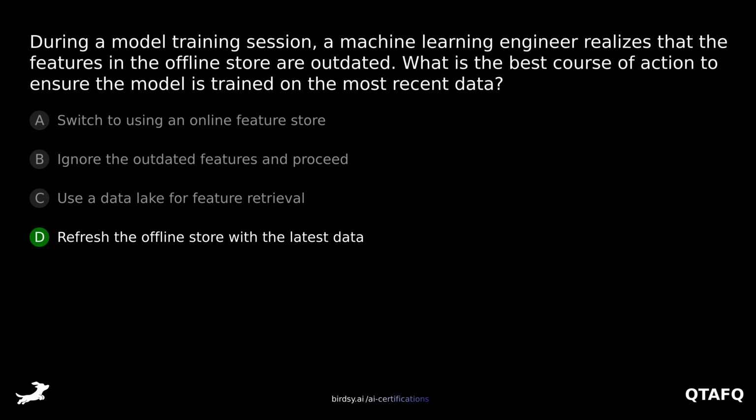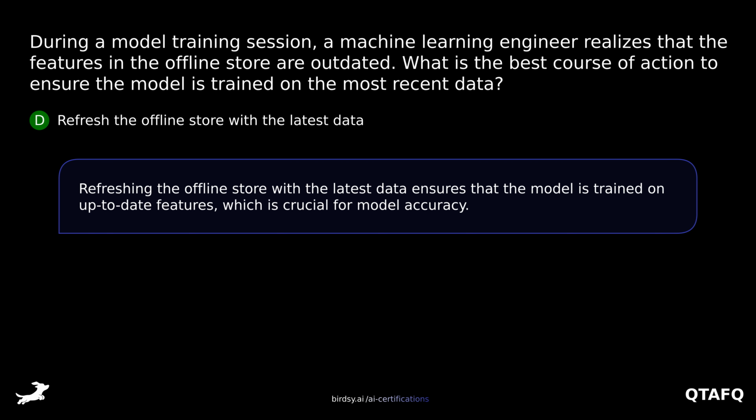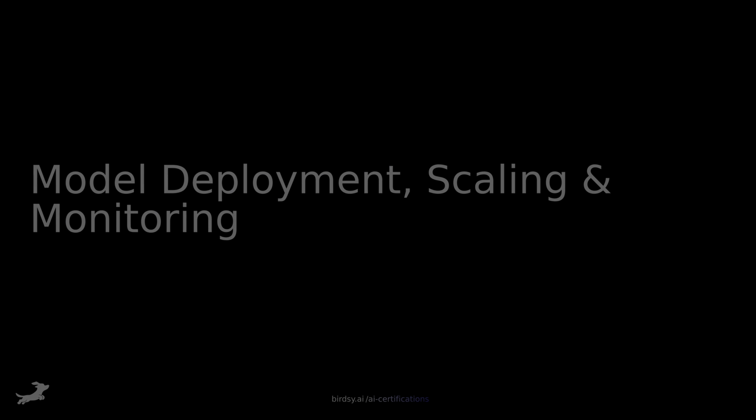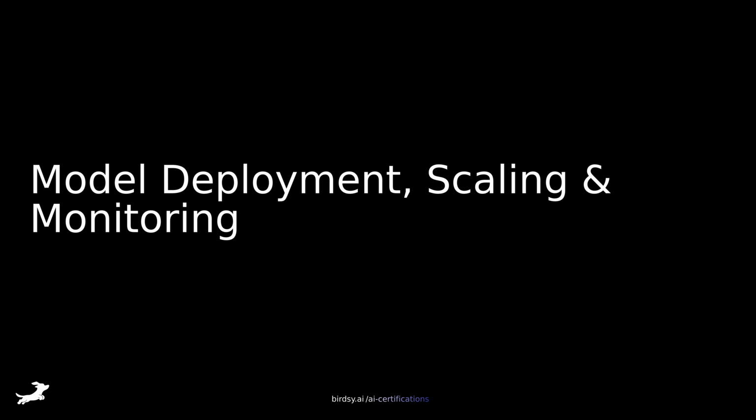The answer is D. Refresh the offline store with the latest data. Refreshing the offline store with the latest data ensures that the model is trained on up-to-date features, which is crucial for model accuracy.